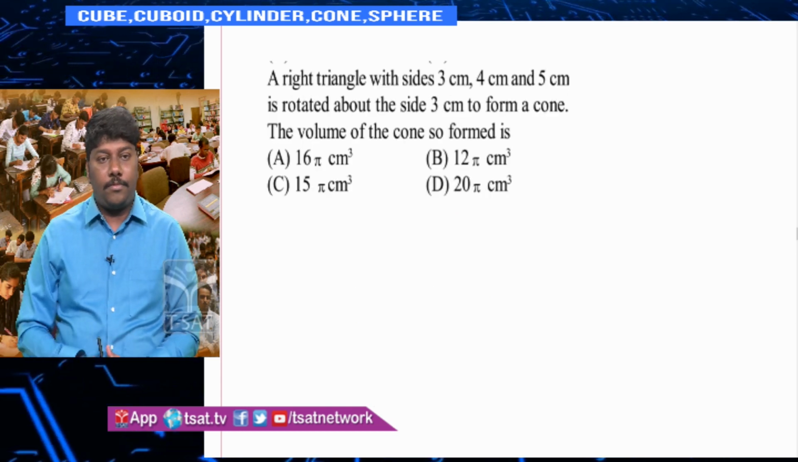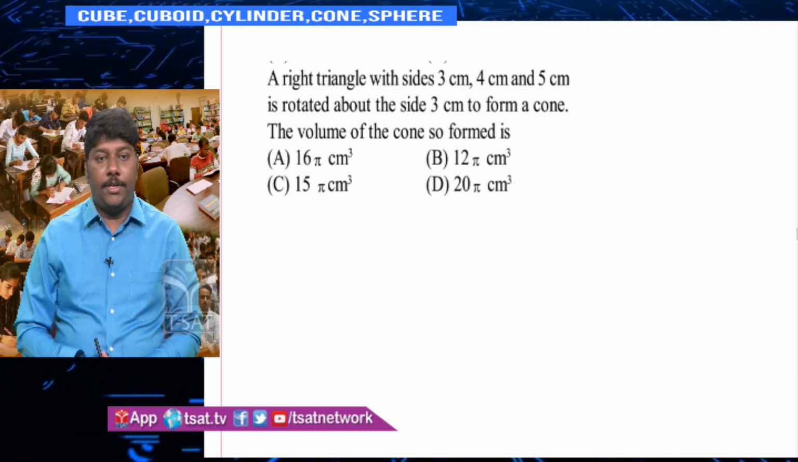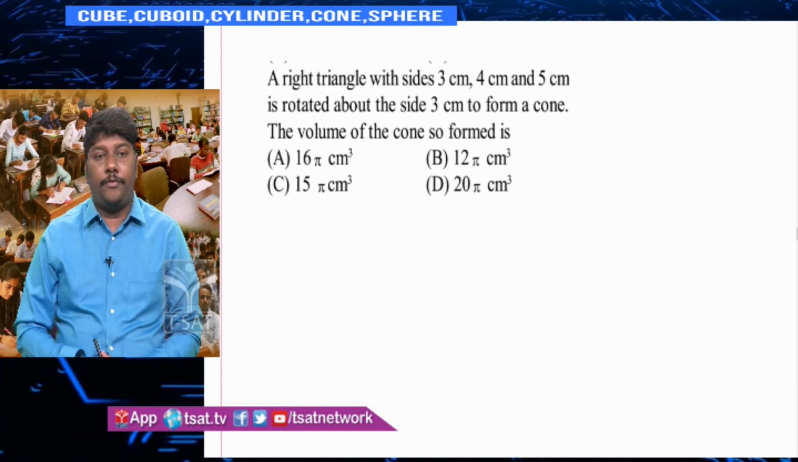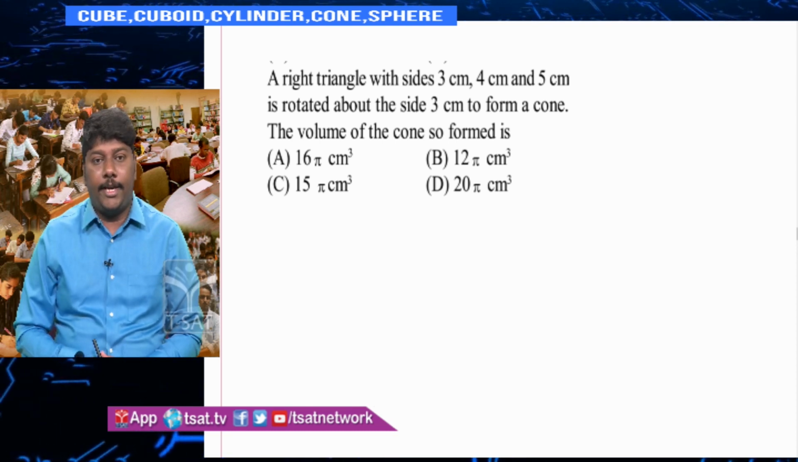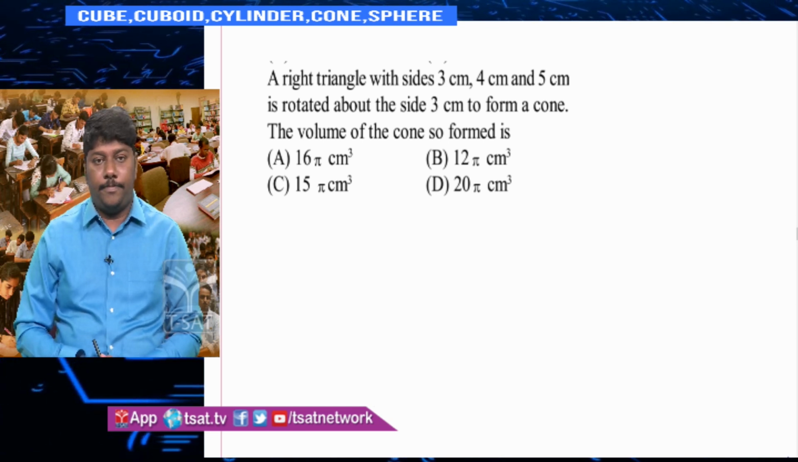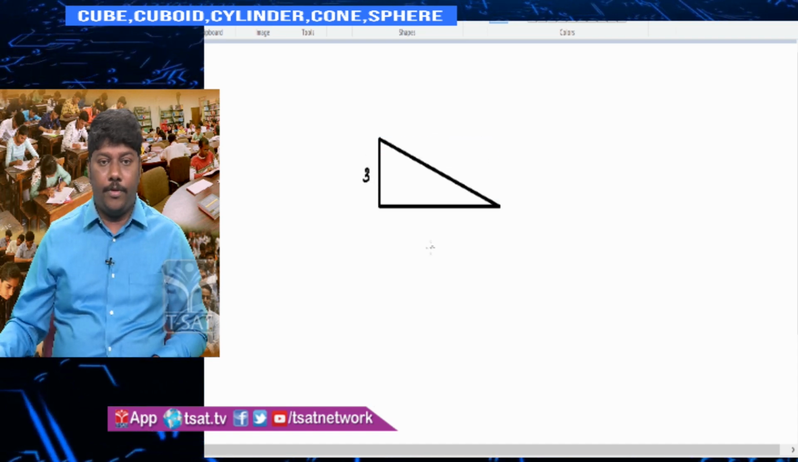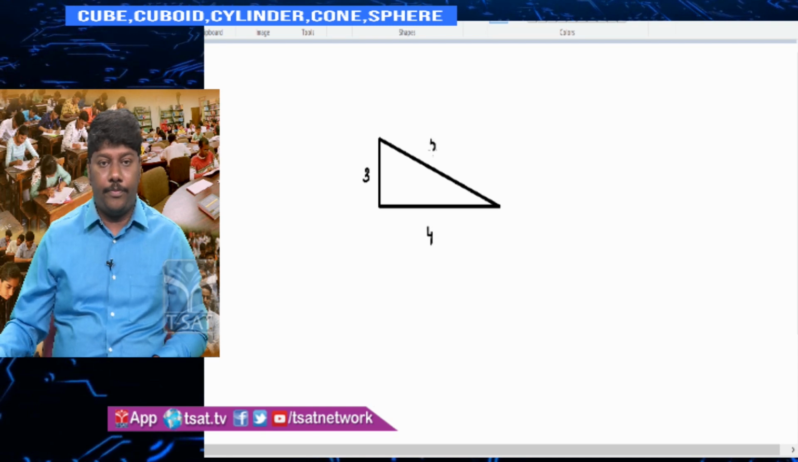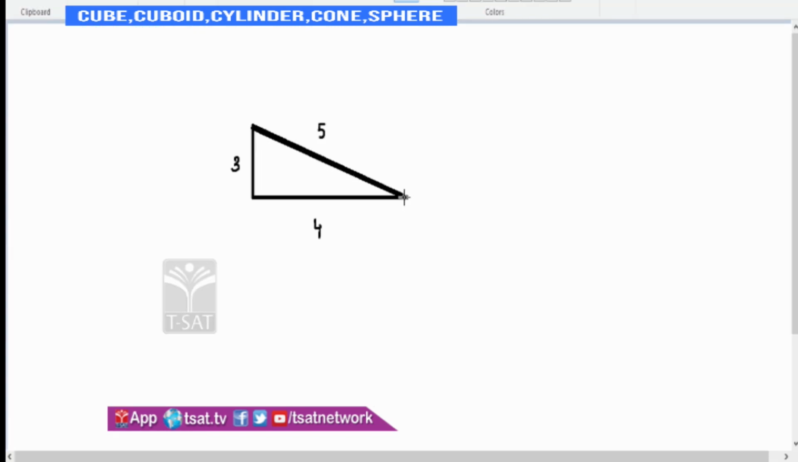Look at the next one. The right triangle with side 3, 4, 5 centimeter is rotated about a side 3 centimeter to form a cone. You are rotating a right angle triangle about the side 3 centimeters to form a cone. The volume of the cone so formed is, the sides are 3, 4, 5. This is 3, 4, 5. If you rotate it, just take a line like this. You are rotating it about side 3.